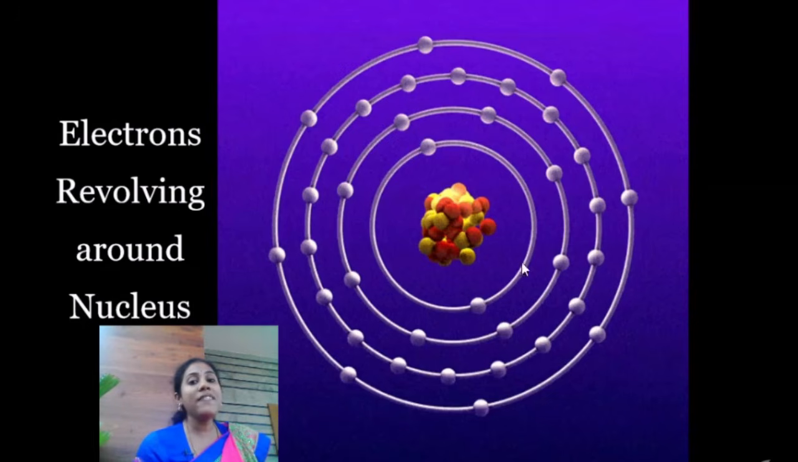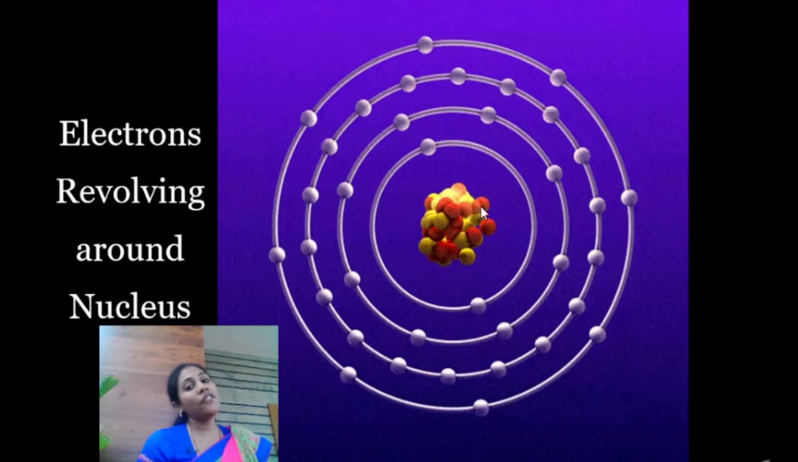And outside you have circular orbits. This is orbit 1, this is orbit 2, this is orbit 3, orbit 4. We call them shells also. This is shell number 1, K shell, L shell, M shell, N shell, like that it goes on. Yes or no? So these white color balls are nothing but electrons. They keep moving within the shell. Okay, and around the nucleus, they revolve in a shell.